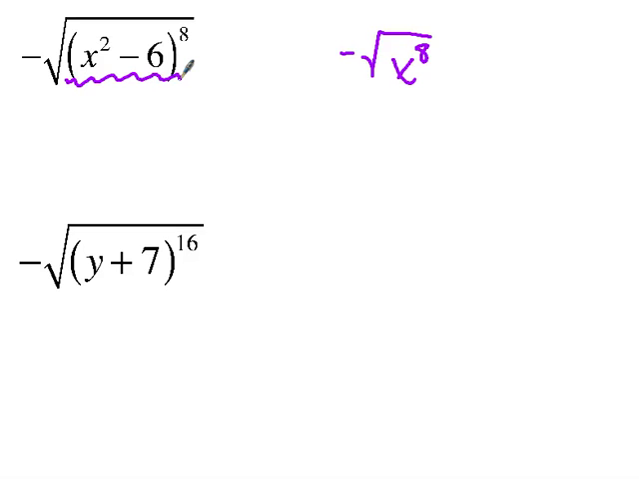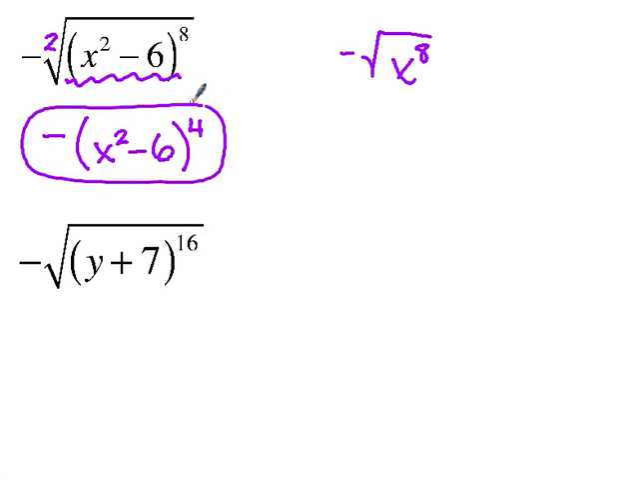So we've always said what number's out here if there's none written? 2. So really, I'm going to end up having x squared minus 6, that entire quantity, to what power? The 4th. And there you go, and that's it. So it looked a lot worse than it was. It really wasn't that bad. Yes, that's it. Okay.